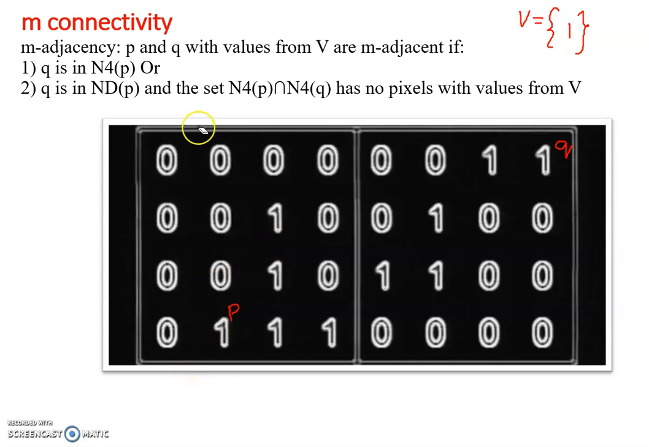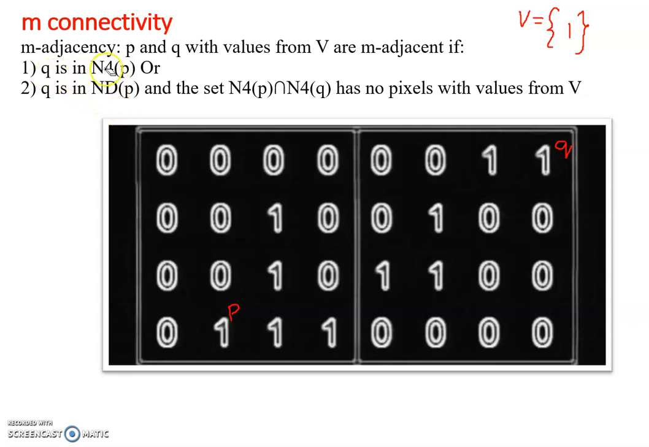M connectivity. So we know the condition for M adjacency. Two pixels, that is P and Q, taking values from V are said to be M adjacent if any one of the conditions is satisfied.